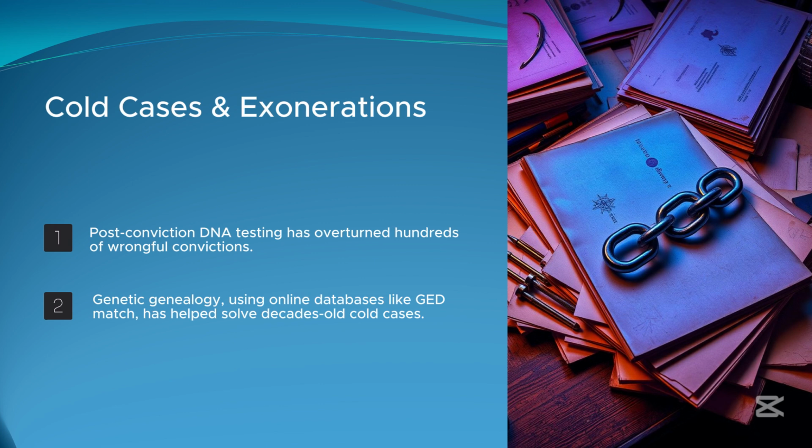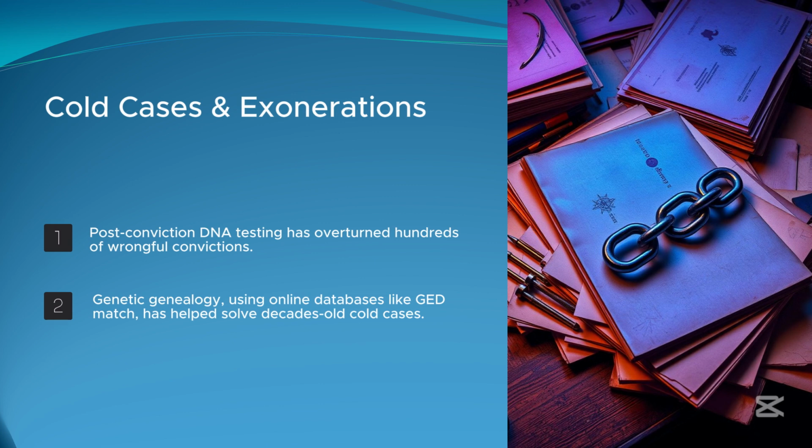Post-conviction DNA testing has been transformative in correcting miscarriages of justice, overturning hundreds of wrongful convictions by re-examining biological evidence such as blood, semen, or hair that was previously untested or analyzed with outdated methods. Organizations like the Innocence Project have spearheaded these efforts, proving innocence in cases where individuals were wrongly imprisoned, sometimes for decades. Meanwhile, genetic genealogy has revolutionized cold case investigations by combining DNA analysis with public genealogy databases like GEDmatch.